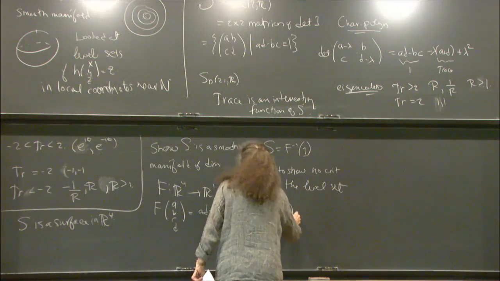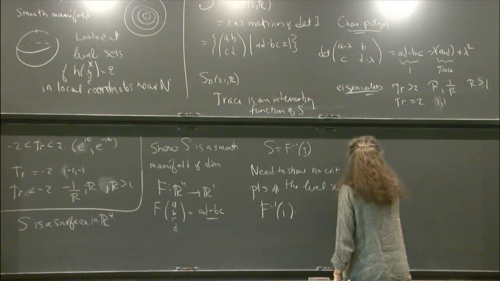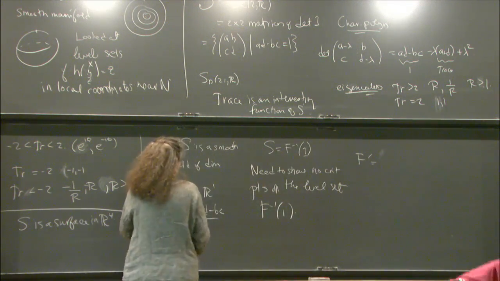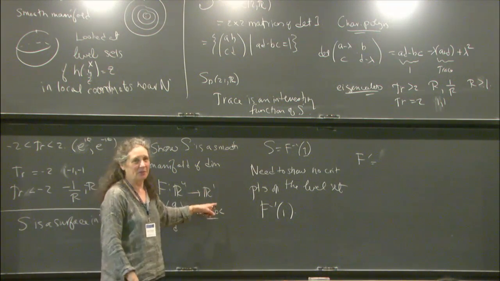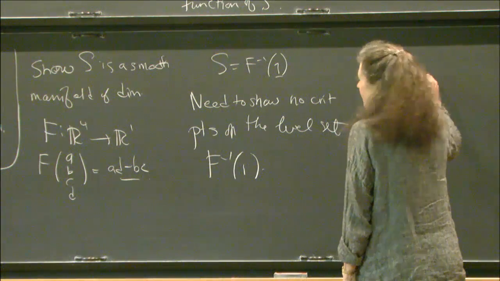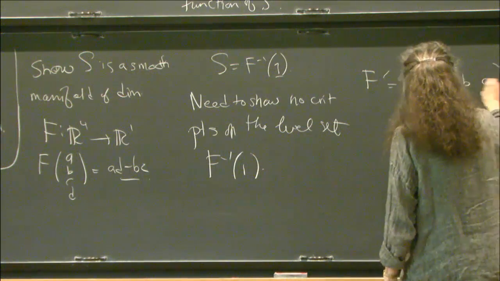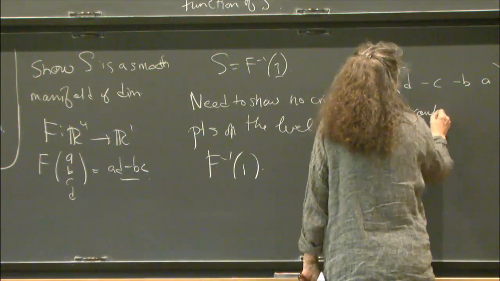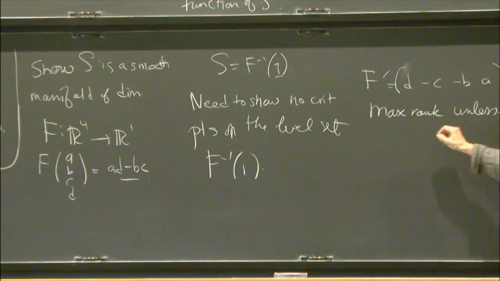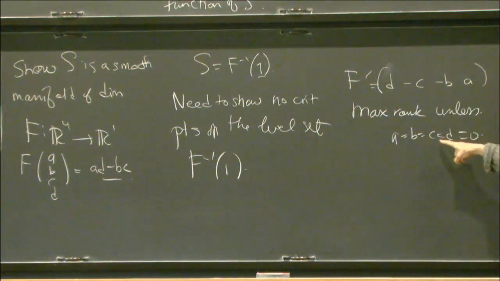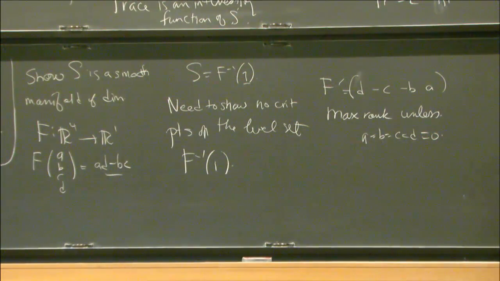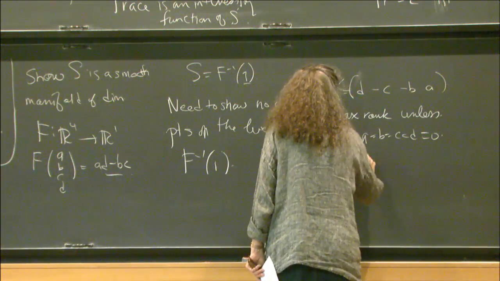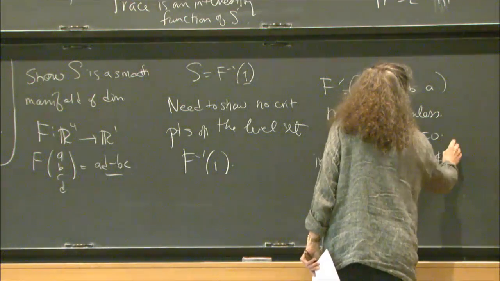F inverse of 1. But what's the derivative F prime? We differentiate with respect to A, B, C, and D, so we get D, minus C, minus B, A. The condition that we need is that it has maximal rank. What's the maximal rank of a 1×4 matrix? 1. So maximal rank just means that it's not completely 0. So this has maximal rank unless A, B, C, D are all equal to 0. But in that case F is equal to 0, so it's not on the level set, and the point A, B, C, D is not in S.